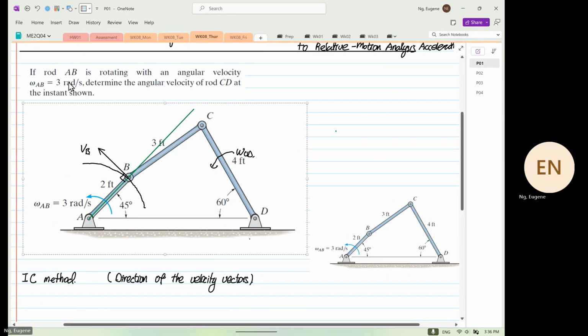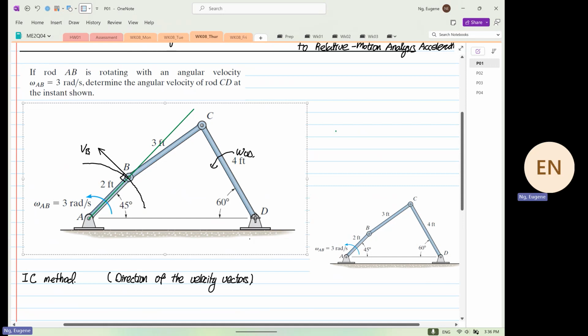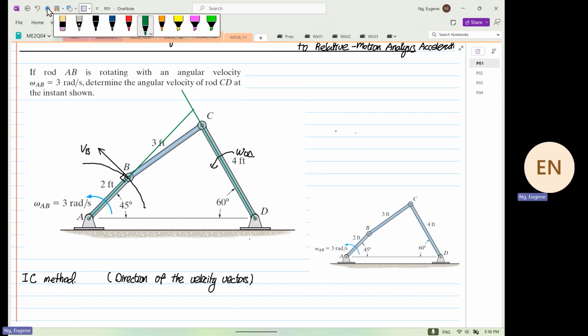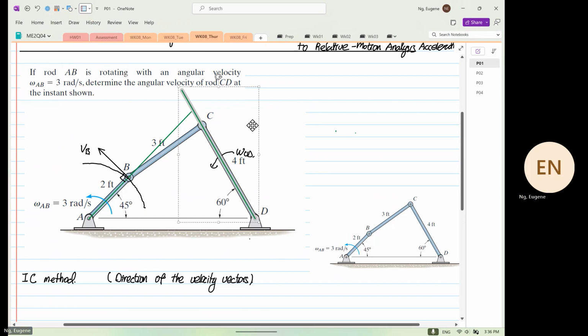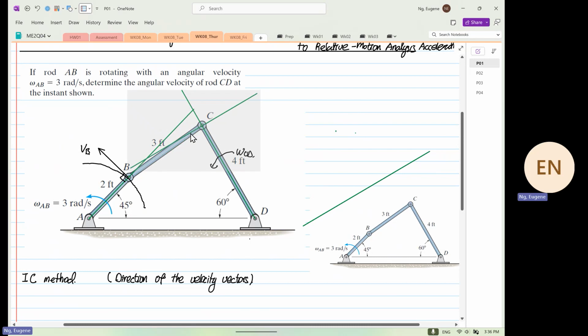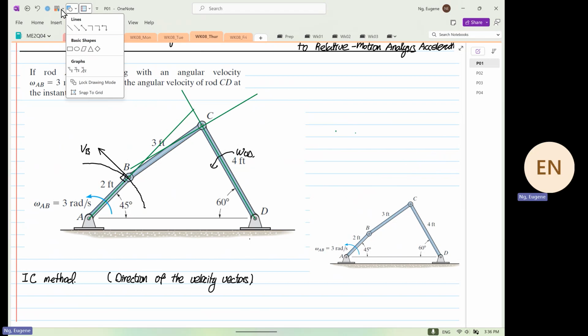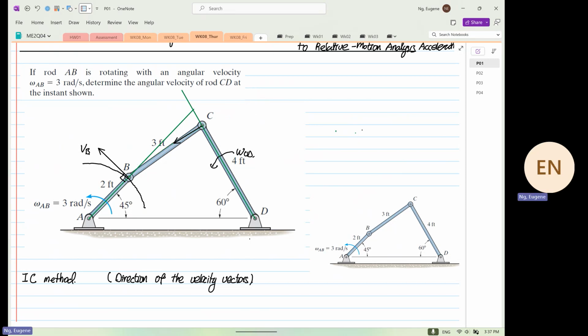So from here, we want to determine omega CD, okay? So we can draw another line. I'm going to sketch another line here. Okay. So when I sketch that line, I also can project my direction of my VC, okay? So I rotate by 90 degrees. So this orientation over here is my direction of my VC. Again, this is 90 degrees.